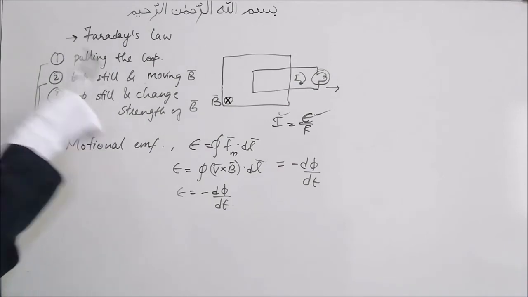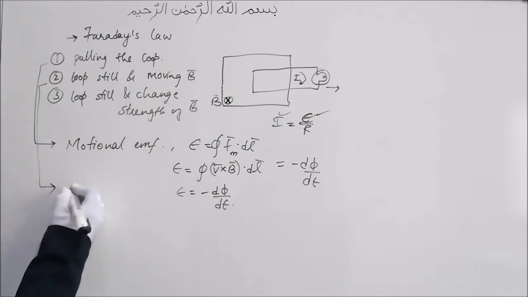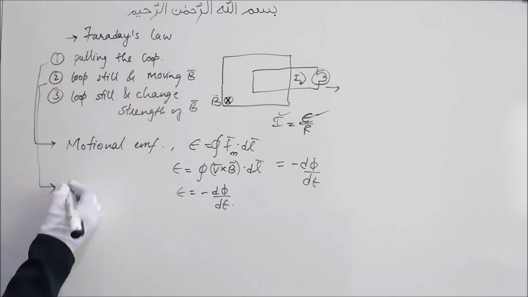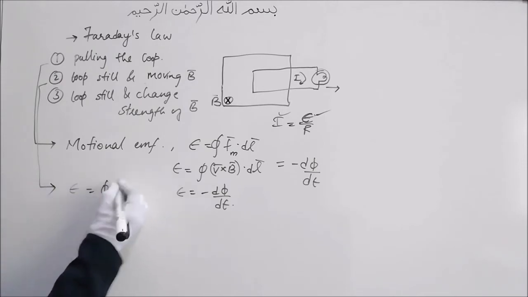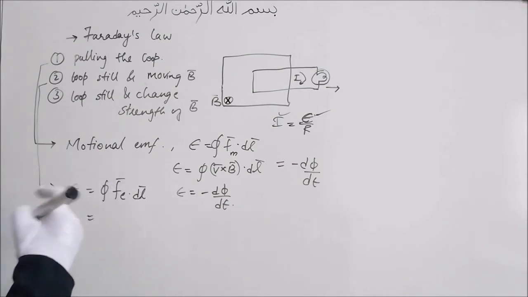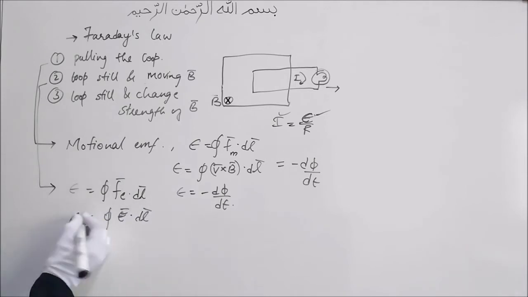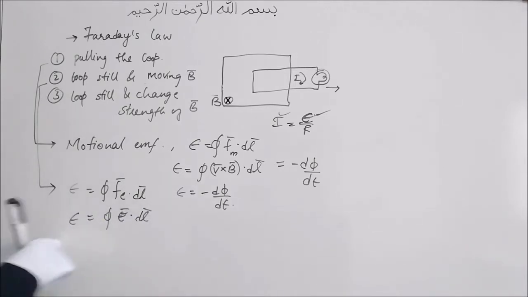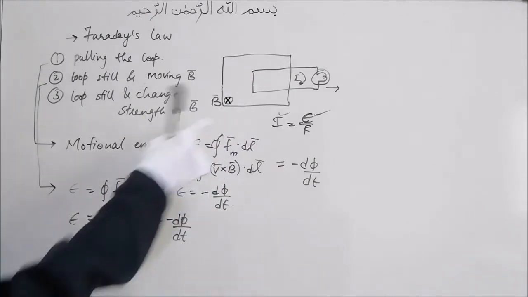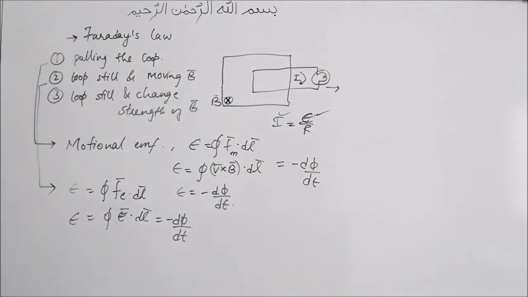Since the loop is stationary, the force cannot be magnetic. The force here is electric force, and thus the EMF arises because of an induced electric field. So EMF here will be the integration of F electric dot dl bar, and we know F electric is Q into E. So it is the closed integration of E bar dot dl bar. This is one formula for electric EMF, which is again equal to minus d phi by dt, because again the flux in the loop is changing. When we are moving the magnetic field, the flux linked with this loop is changing and EMF is also produced.